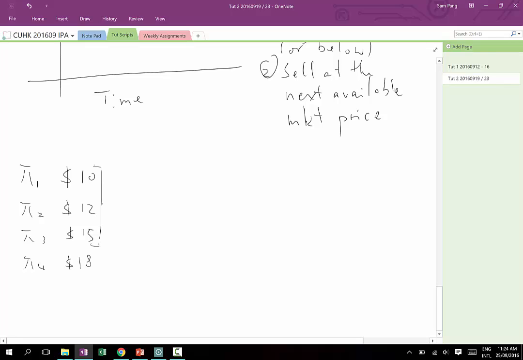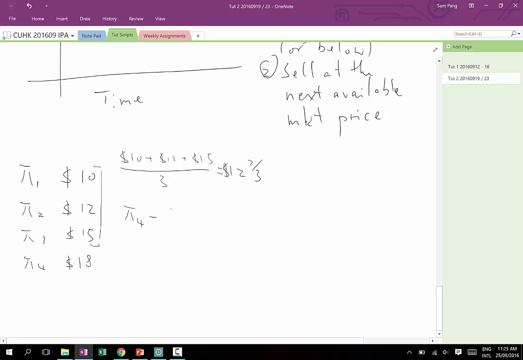If you take the average of 10 and 12 and 15, so you are taking the average of the pi t. Now this is the pi t bar that you saw in the paper. Now what's that equal to? That should be $12 and 33 cents. Okay, $12.33. Now this is the so-called pi 4.